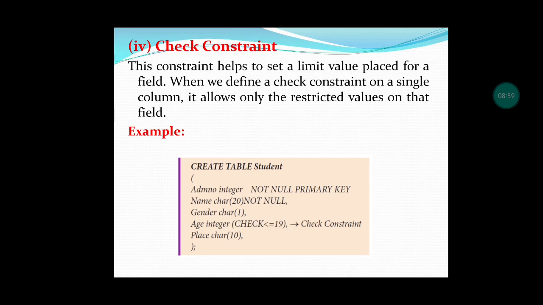Next constraint is check constraint. Check constraint is used to set a limit value placed for the field. Here we have given the age check less than equal to 19. If you give an age more than 19 it is not accepted; it will check whether your age is less than 19 or not. It restricts the user from giving values in that. More than 19, it will not accept. Less than 19, it will accept, because it checks the value which is given by the user. For that purpose we are using the check constraint.